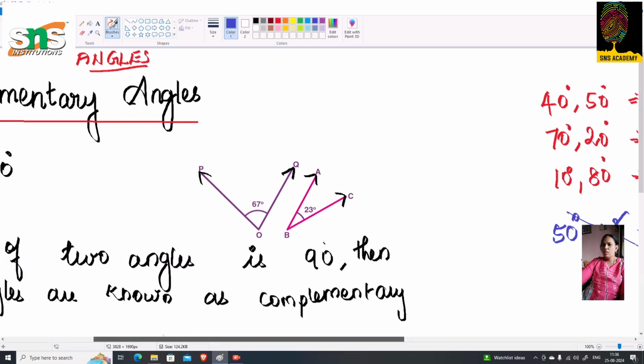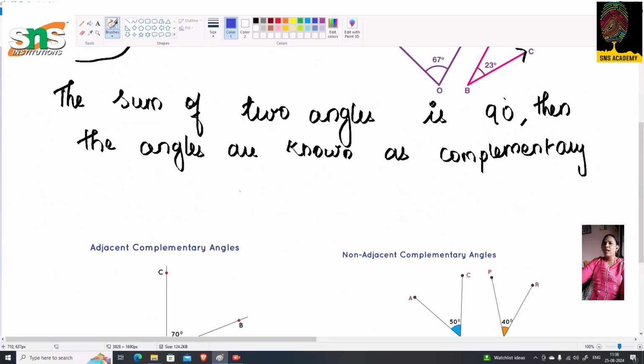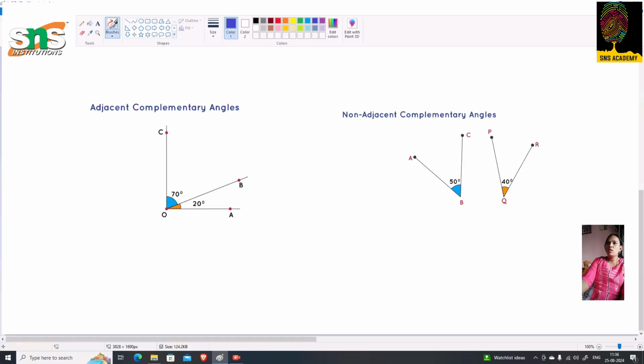Then, in complementary angles, suppose our angles are adjacent. What is the meaning of adjacent? Adjacent angles always have a common arm. So in this figure, we can see OB as a common arm for angle COB and angle AOB. So these are the two angles, and OB is the common arm, and the measurements of the two angles given to us are 70 and 20.